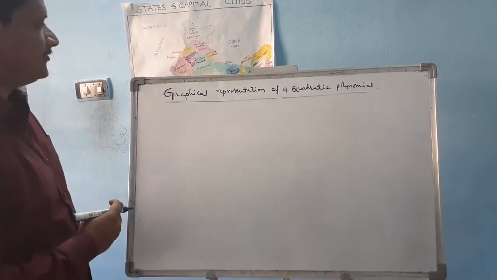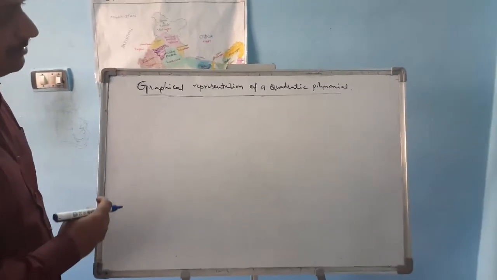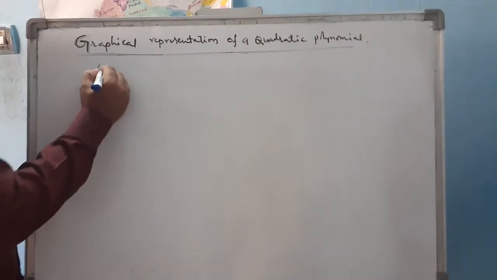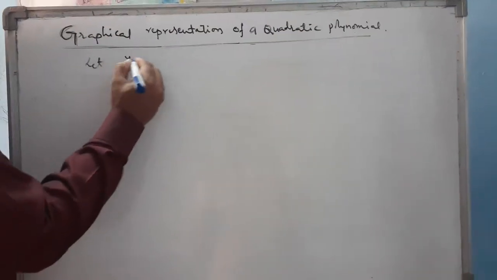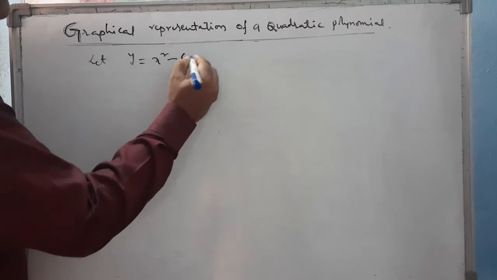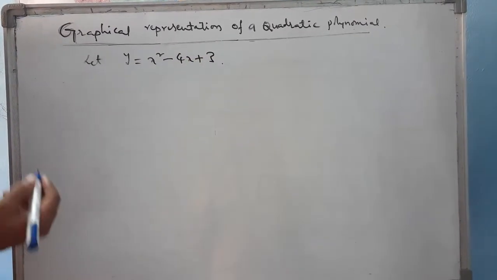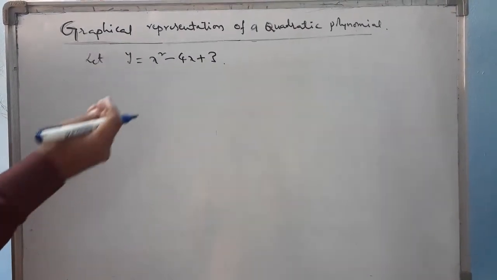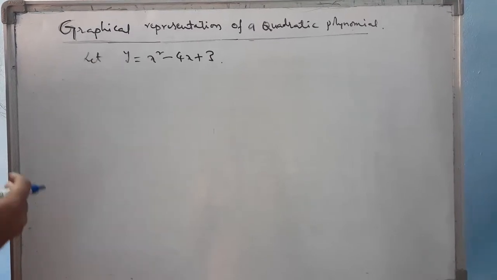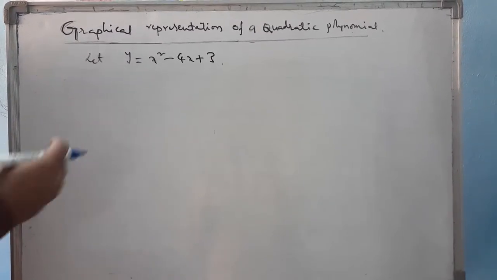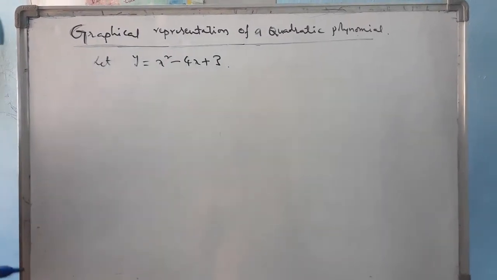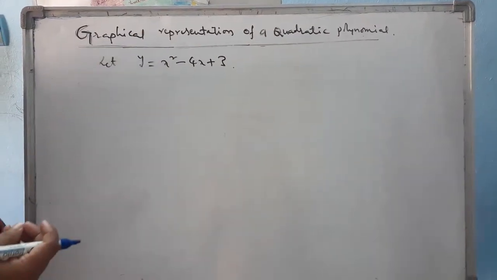Next, graphical representation of a quadratic polynomial. Now I am taking one quadratic polynomial: y = x² - 4x + 3. Now we have to take the values of x, find the value of y, and plot them on the graph paper.